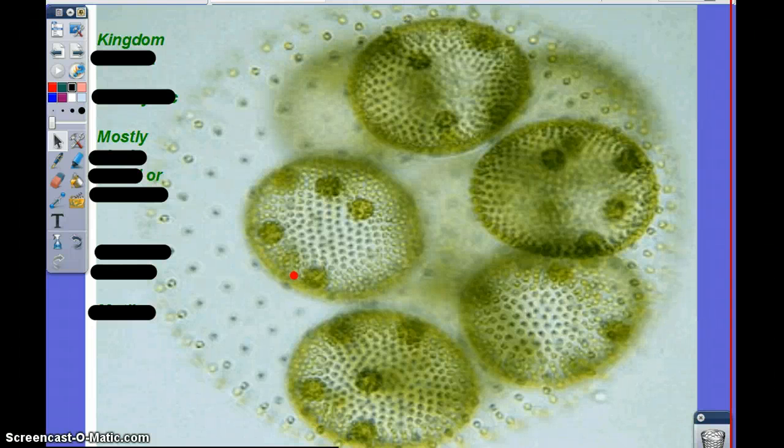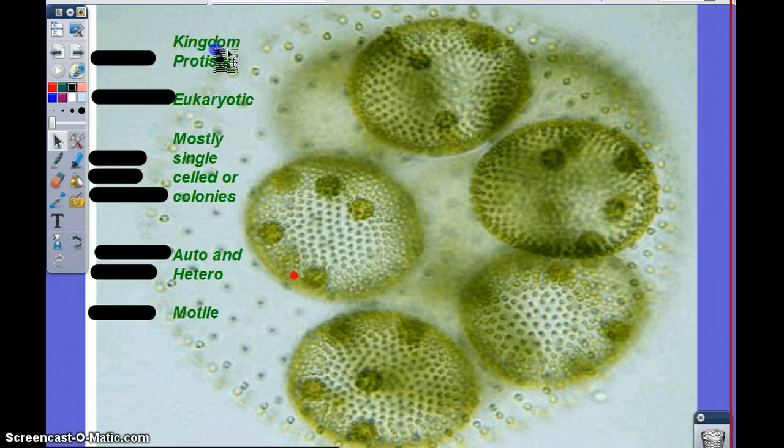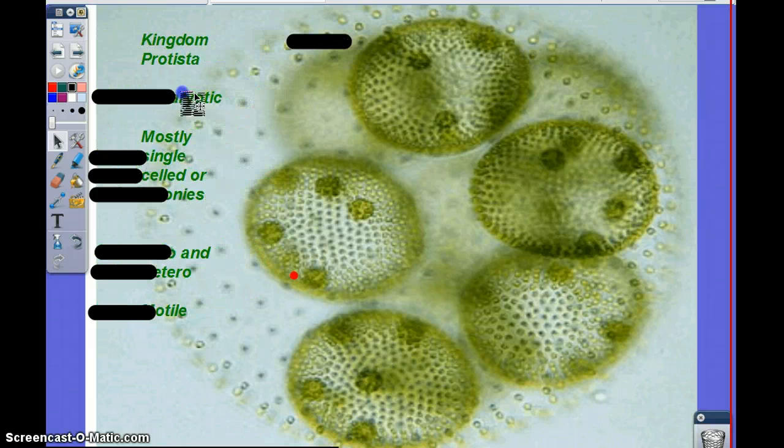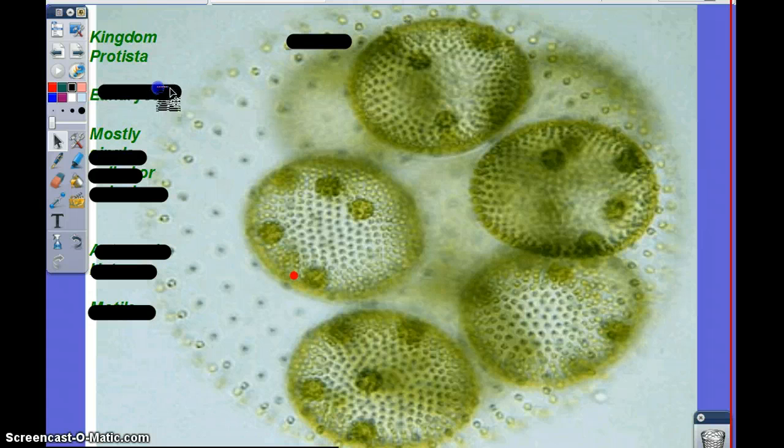And this is review. Who could tell me the general characteristics of the kingdom Protista? Anybody? Yes. They are eukaryotic. Know that from here on until the final exam, every kingdom is going to have cells with a nucleus. The only ones that didn't have a nucleus were prokaryotes. I mean bacteria.